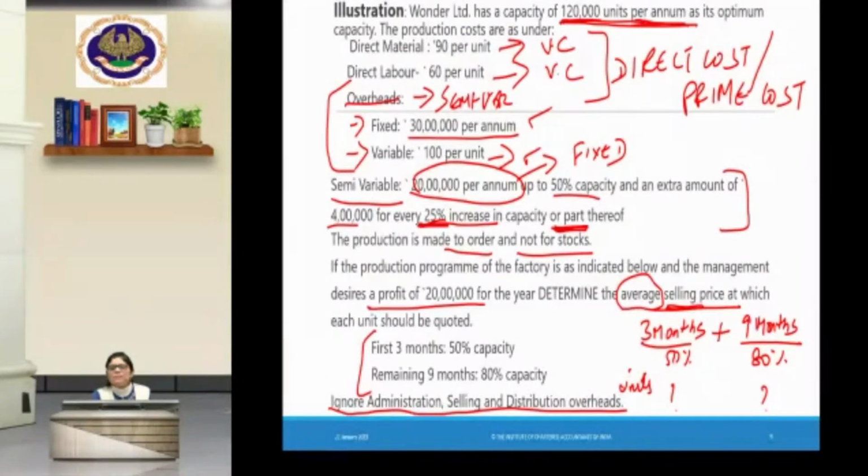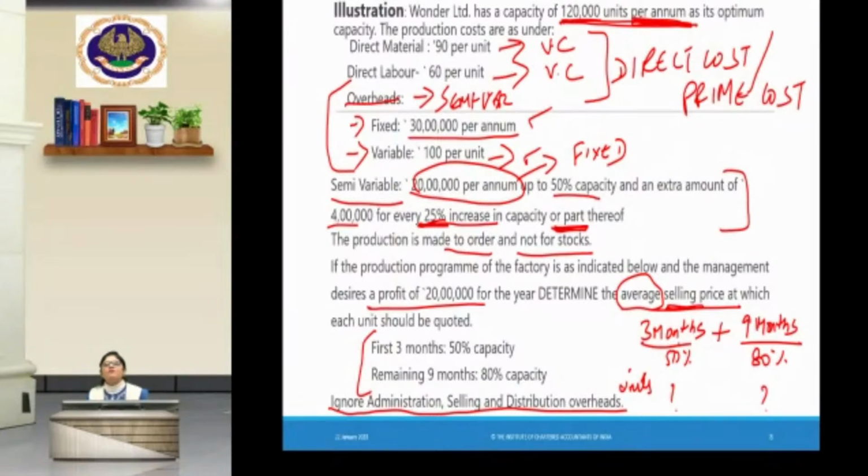1,20,000 units is per annum. Here is the point where the student makes a mistake. And once you make a mistake at this starting point, your whole answer will be wrong, because this is the first step you need to understand. It's per annum. All right. So that means you have taken 50% for the full year.